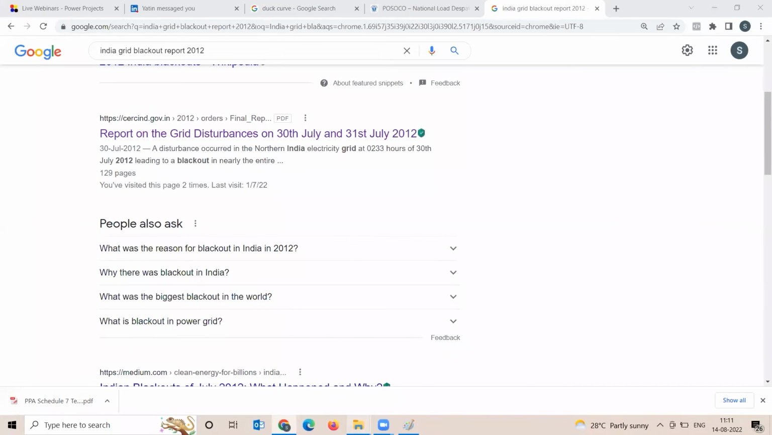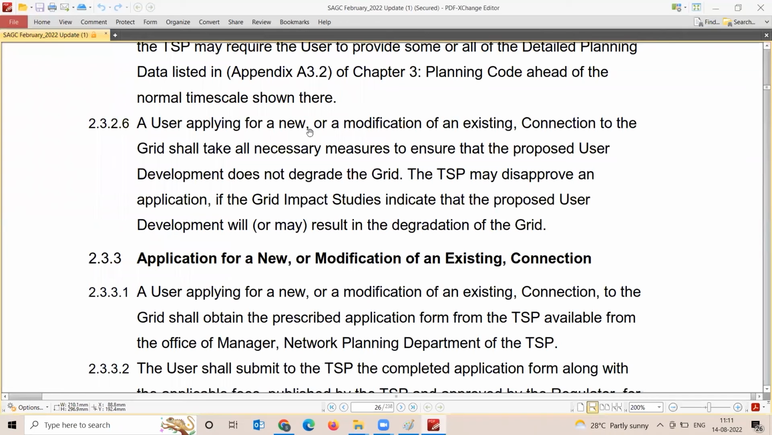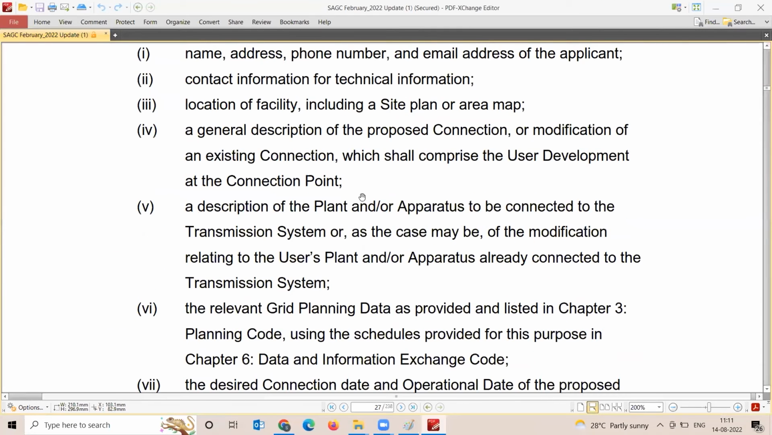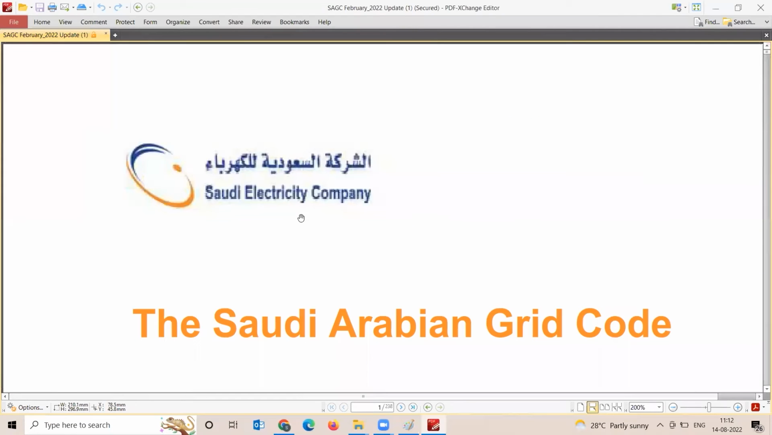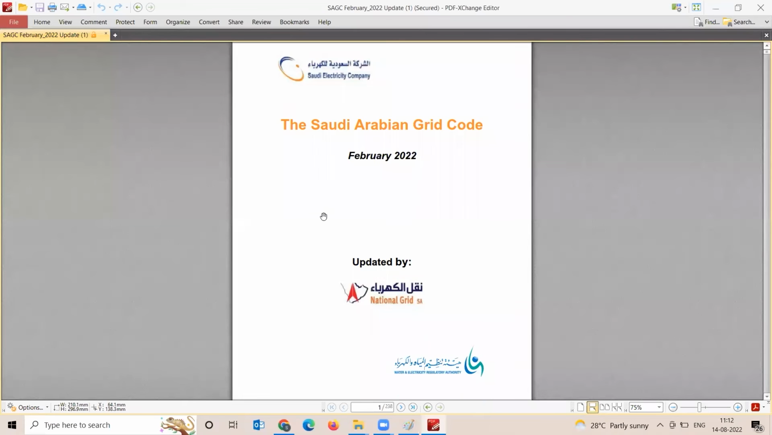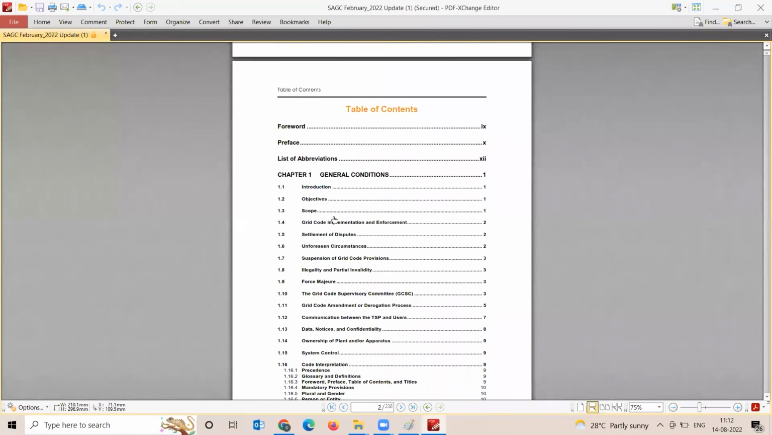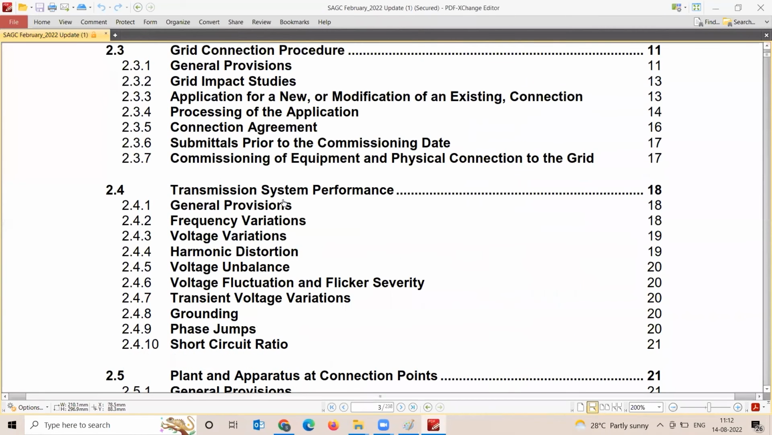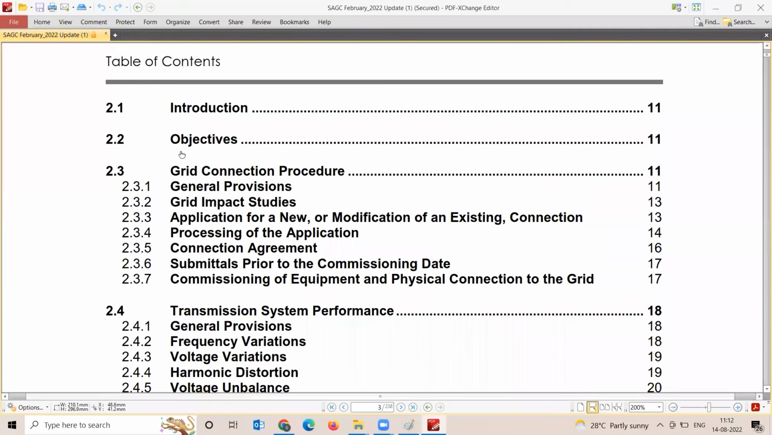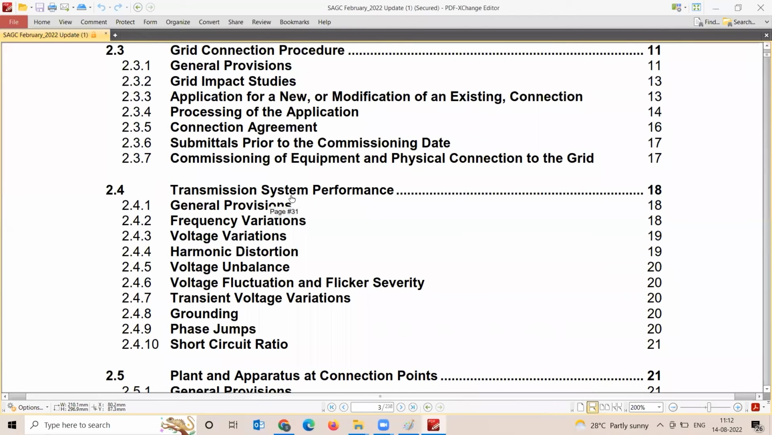Going back to the grid codes, the user applying for a new connection or modification should ensure that it doesn't degrade the grid from all perspectives, with so and so protocols. You can go through this, and of course each and every line in this report has been written with some really important aspects behind it. So, connection code, the grid connection procedure, transmission system performance, like frequency variations, voltage variations, harmonic distortion, voltage imbalance, right?